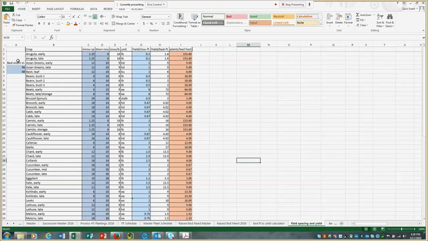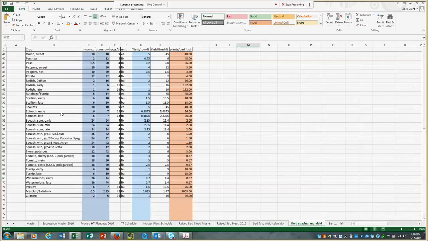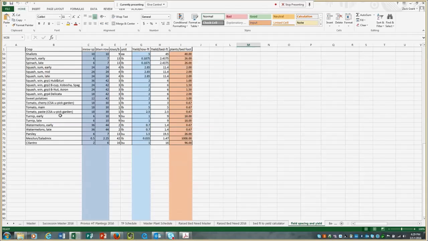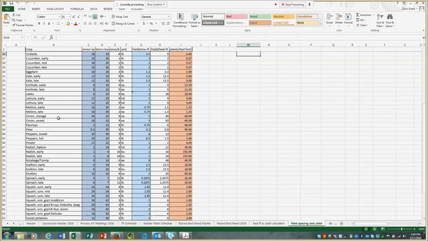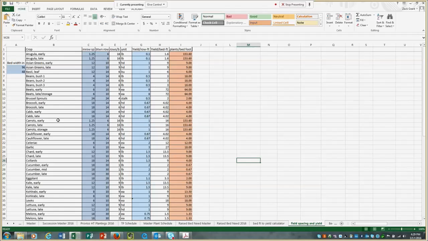In the A column it says bed width, and you'll notice I actually have 2 different bed widths in that A column. It's pretty straightforward. If you look at the B column, it's a crop list of approximately, if you scroll down, about 71 different crops, but some of them are the same crop and there's successions built into it, and we're going to talk about that as we move forward. But column B is essentially the crop list.